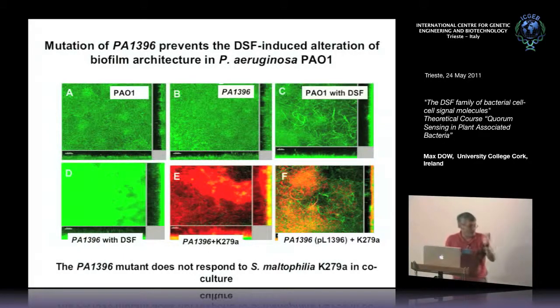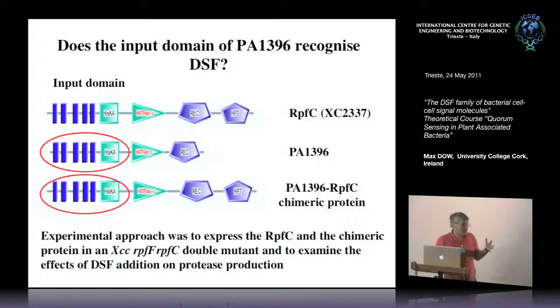If we add purified DSF to Pseudomonas aeruginosa, we get these filaments produced even in the absence of Stenotrophomonas. And what these images tell you is that this effect of DSF on Pseudomonas aeruginosa depends upon PA1396, because you don't see it in a PA1396 mutant. Okay, and I don't want to go through this, but essentially that's the thing. This is already published anyway. So that gives us some clue that Pseudomonas aeruginosa can recognize DSF, and this recognition depends upon PA1396.